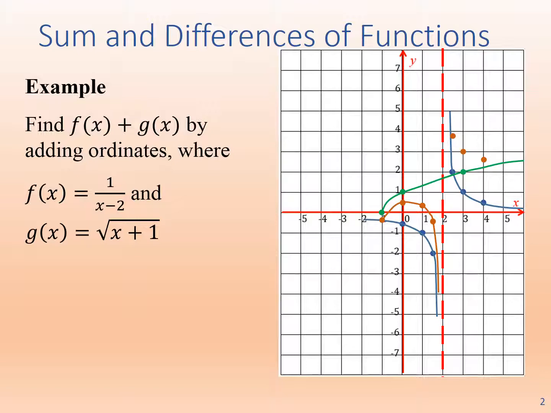Now you'll notice that as x gets bigger and bigger and bigger, our hyperbola here gets smaller and smaller and smaller, so we'll be sitting above this g of x curve, but we'll be getting closer and closer to it. So the combined graph there will look like that.